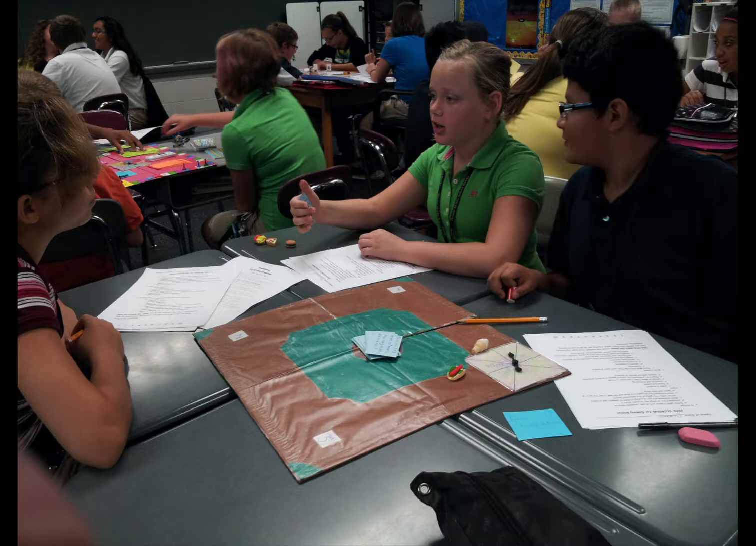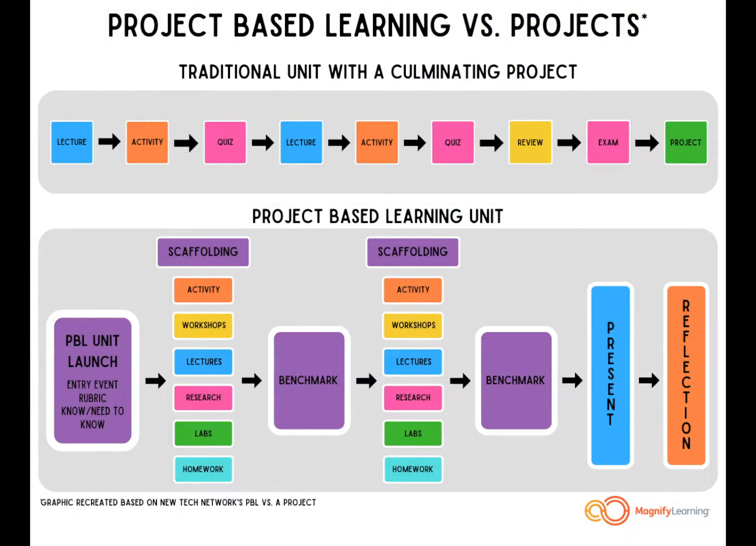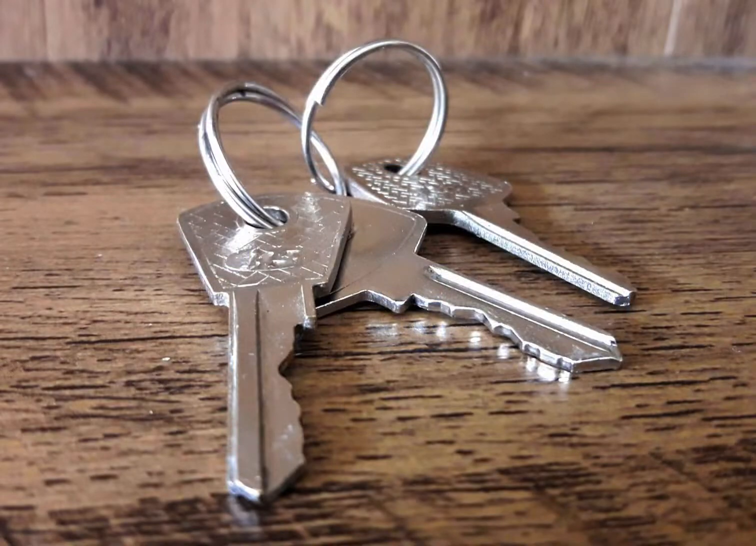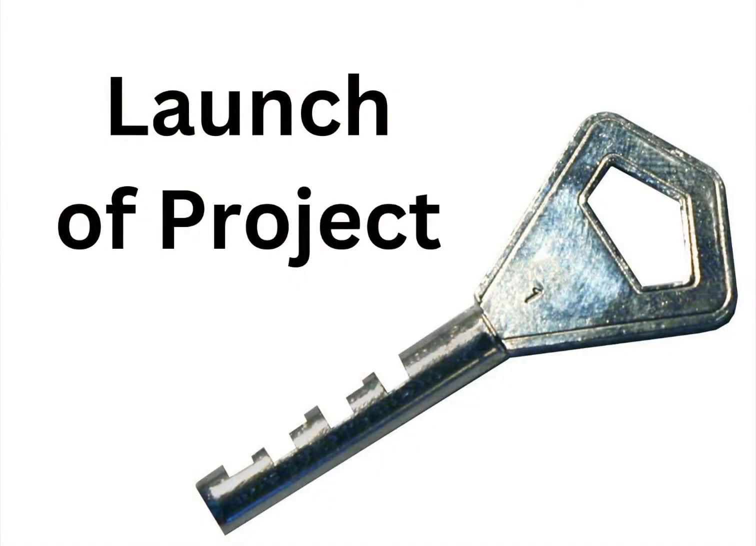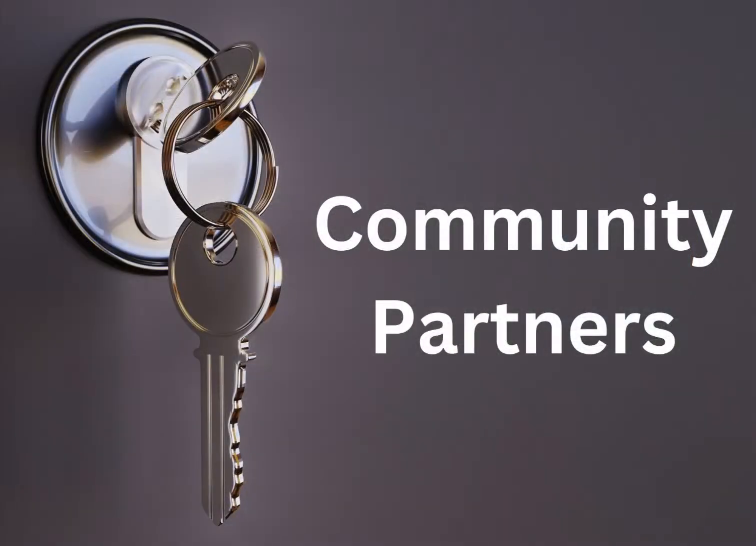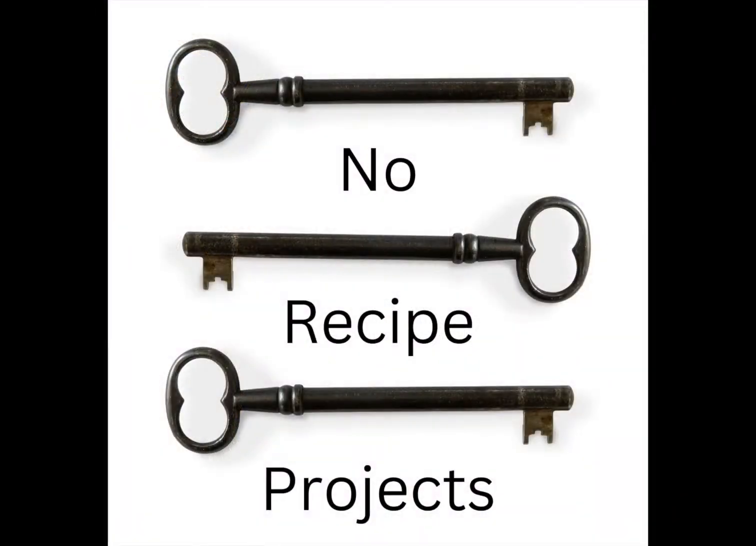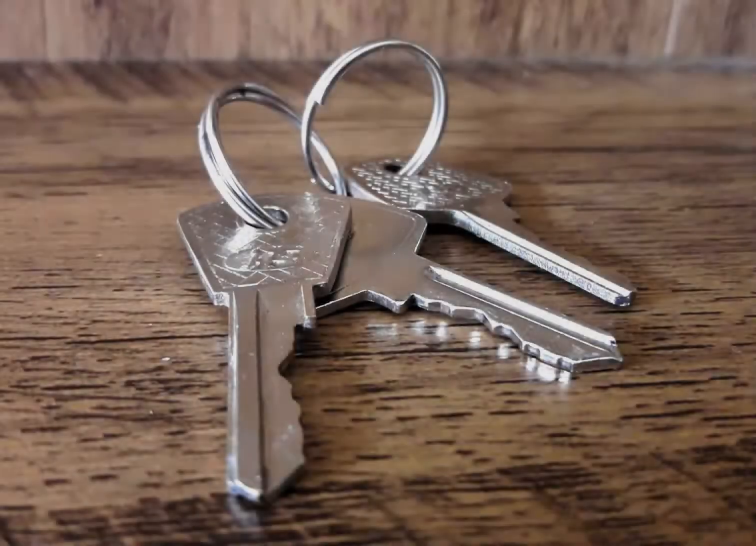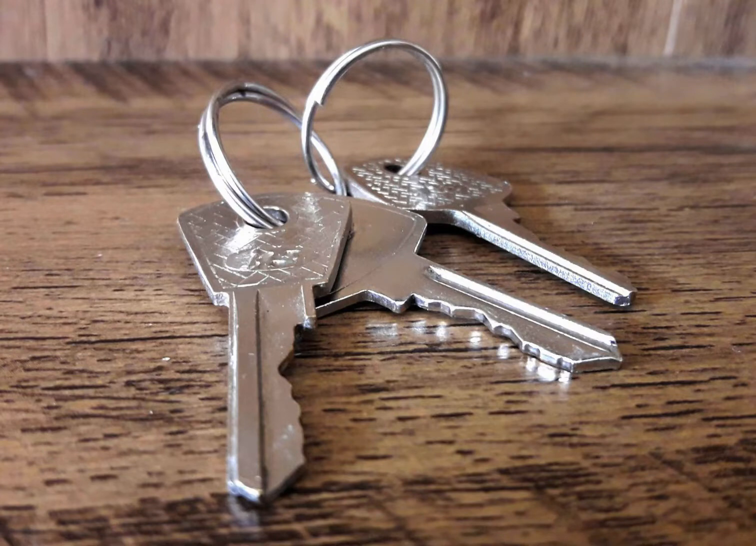We're not asking you to throw everything you've ever done out. You're doing great work. But if you want to move your traditional project into a project-based learning unit, you can work on those three key differences of launching your unit at the very beginning, bringing in community partners to bring authenticity to your work, and making sure you don't have a recipe project where everyone comes to the same conclusion. And if you start by bringing those three key differences into your work, you'll find that engagement goes up and you can get to more rigorous work. And you'll see that your learners go from passive to empowered.